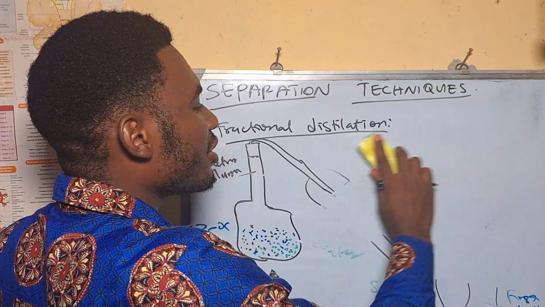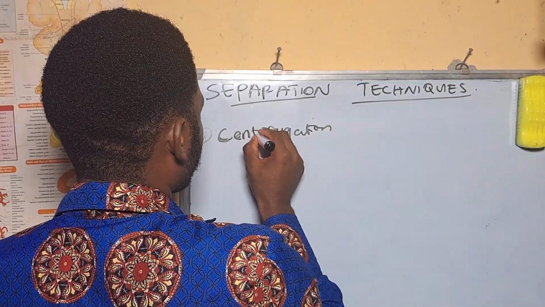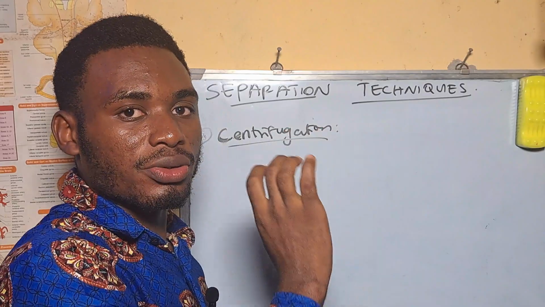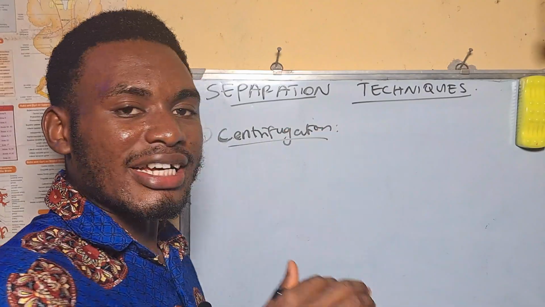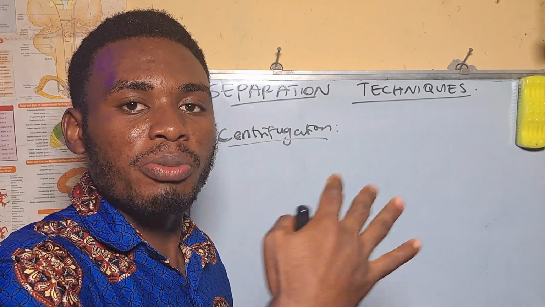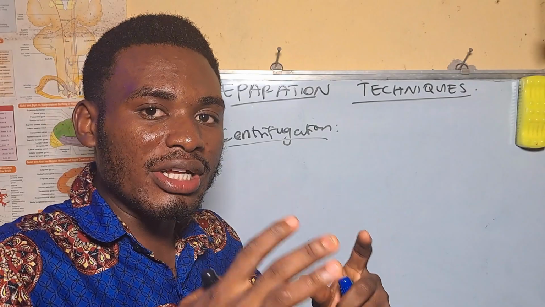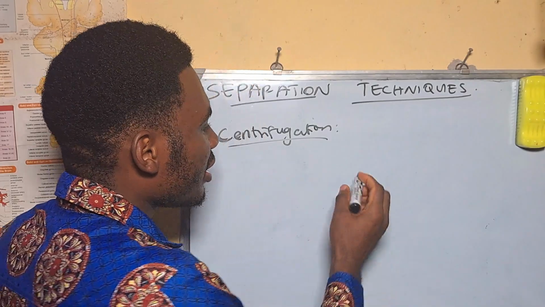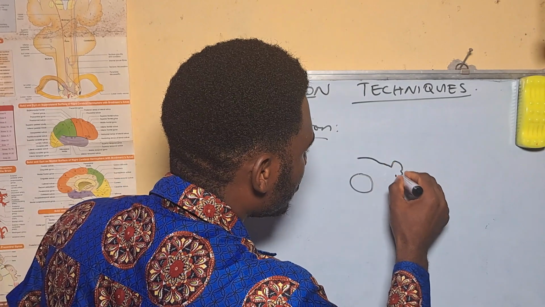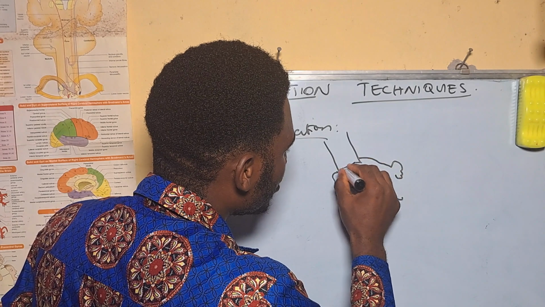So our next technique, which I'm going to discuss, is centrifugation. This is chiefly employed in hospitals when you want to separate blood samples. The principle behind this is that test tubes are put into a centrifuge machine, which spins around to cause heavier solids to settle at the bottom of the test tubes.